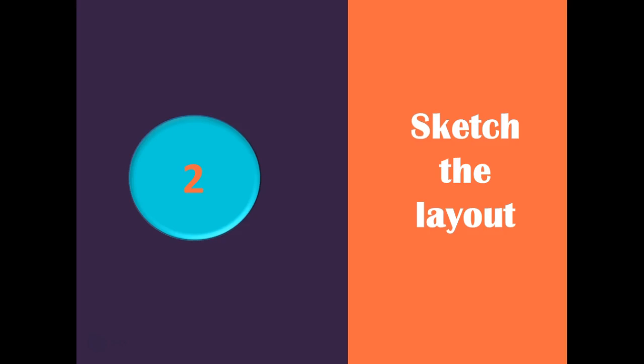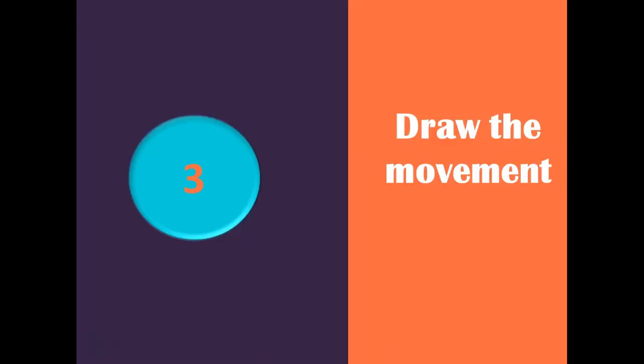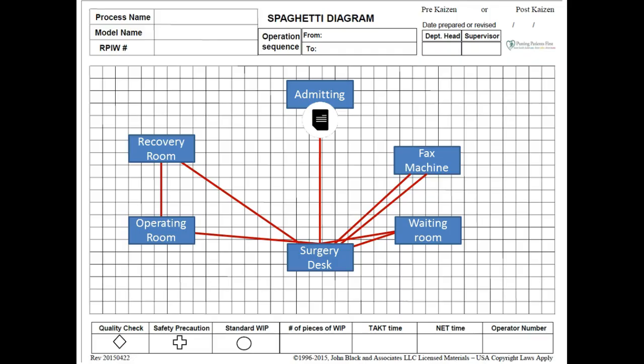Now that they have identified the process that they want to observe, they can sketch the layout or use an existing floor plan on the spaghetti diagram template. This is what the floor plan looks like for this team as they prepare for this process. Now that the team has identified the process and has a base floor plan, they can now draw the movement. The team follows the medication orders throughout this process and sketches it out on the floor plan.